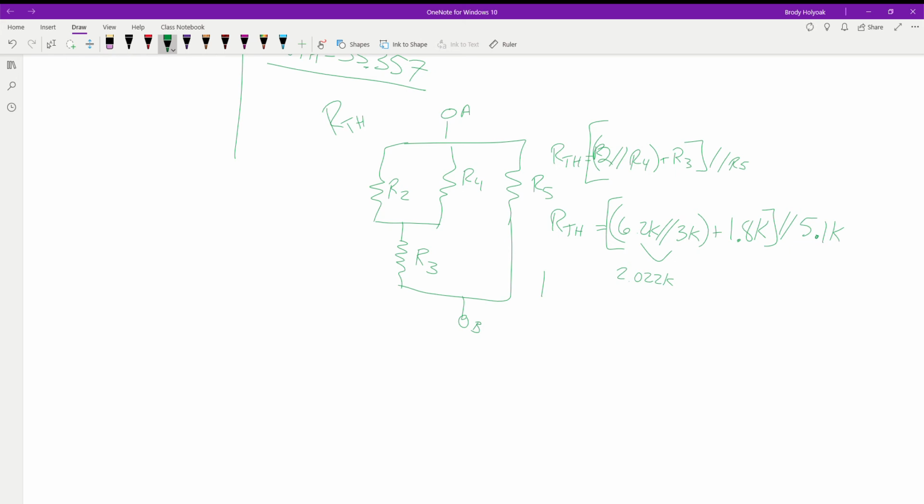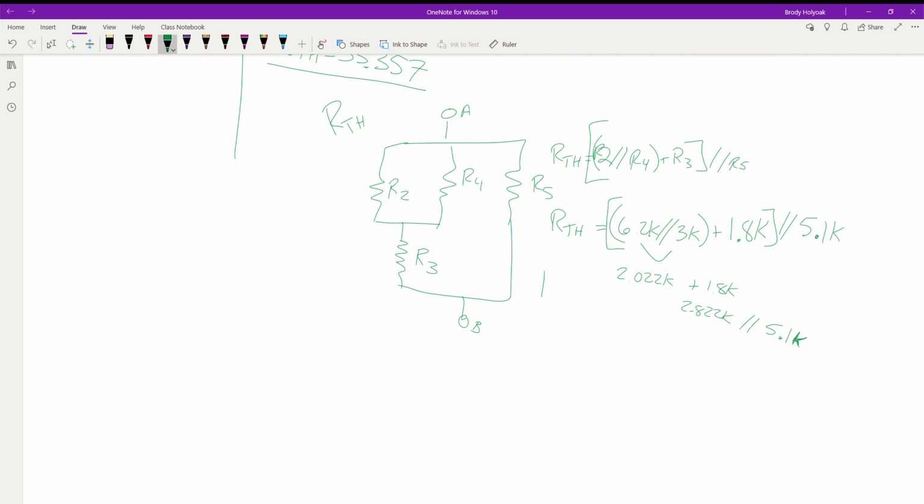Then we're going to add the 1.8K into that. So we get the 2.822K. Then we're going to put that in parallel with the 5.1K. Also, just so you guys know, what I'm doing here is kind of a ladder logic. I'm just taking bits and pieces and bringing everything down as I need them.